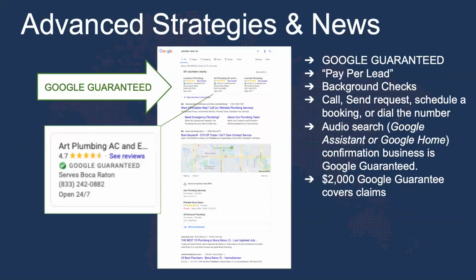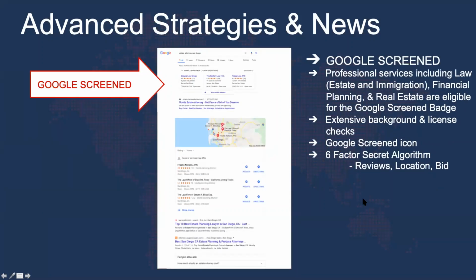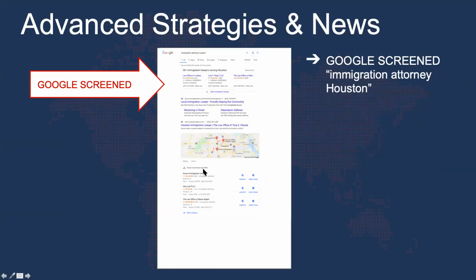And we talked earlier about Google Screened. This was introduced as Google Guaranteed for plumbers, where they do the background checks and they actually have a guarantee that covers your claims. And then this was introduced in legal, professional services, financial, and real estate. So those three categories have come online now. And as I mentioned earlier, it's really a game changer.